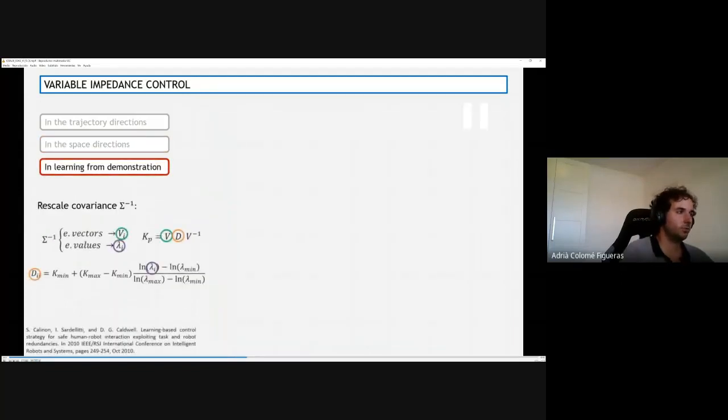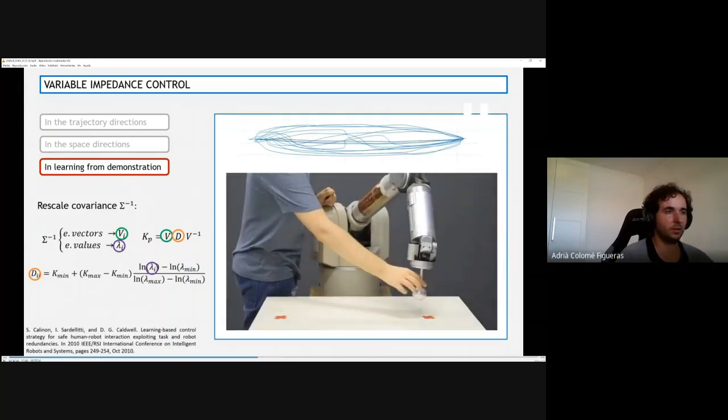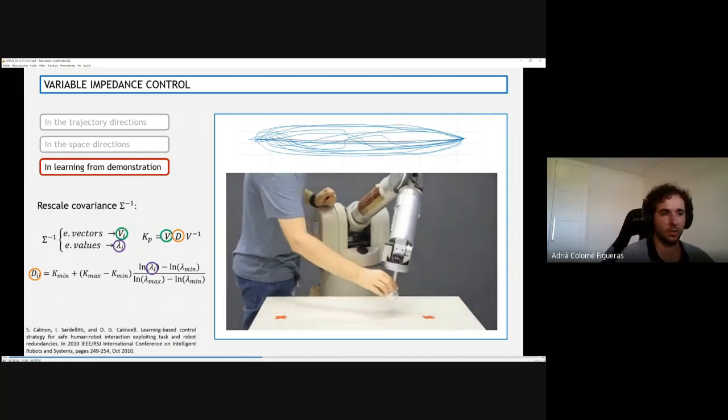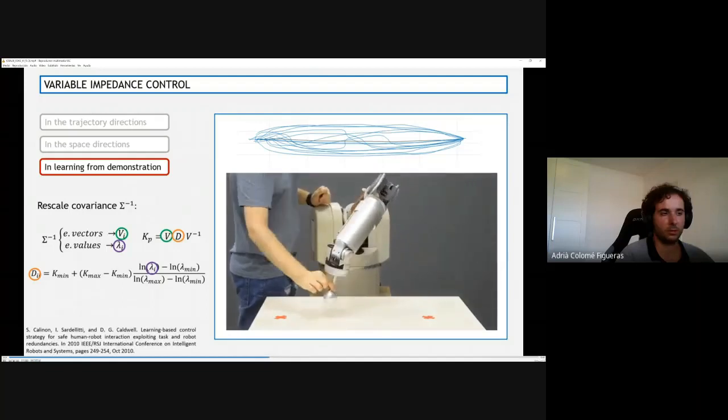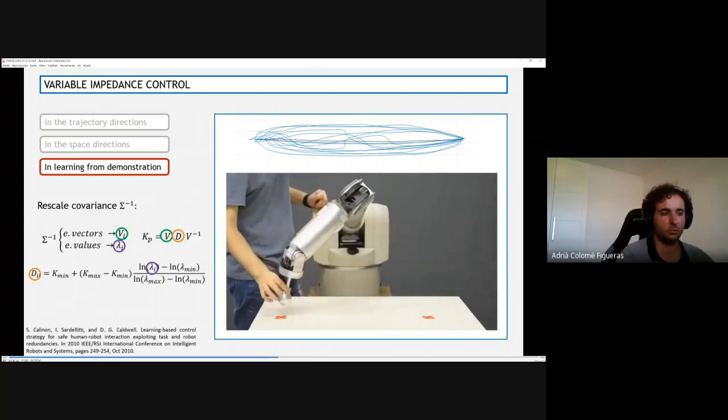Or you can use what I was talking about. You can use the variance coming from a movement primitive. For example, here we have some motions that we taught to the robot. And you can see that in the beginning and in the end, the robot is very precise. So there is little variance. We want the robot to be rigid in the early and final stages of the motion, but it can be more compliant in the midterm. So basically, the robot becomes more compliant in the middle and more rigid in the end.